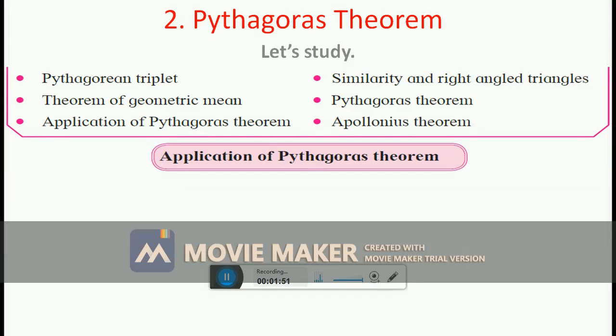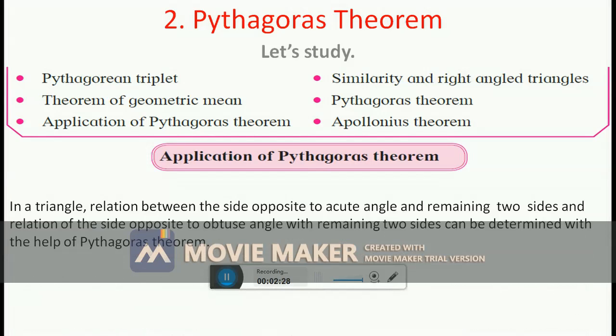What do you mean by applications? Earlier I told you about applications. Applications means the basic use in our day-to-day life. What we use in our lives is known as applications, but here, with respect to Pythagoras theorem, it means related to right angled triangles. Here we discuss the relations between the angles and the sides. This is known as applications of Pythagoras theorem.